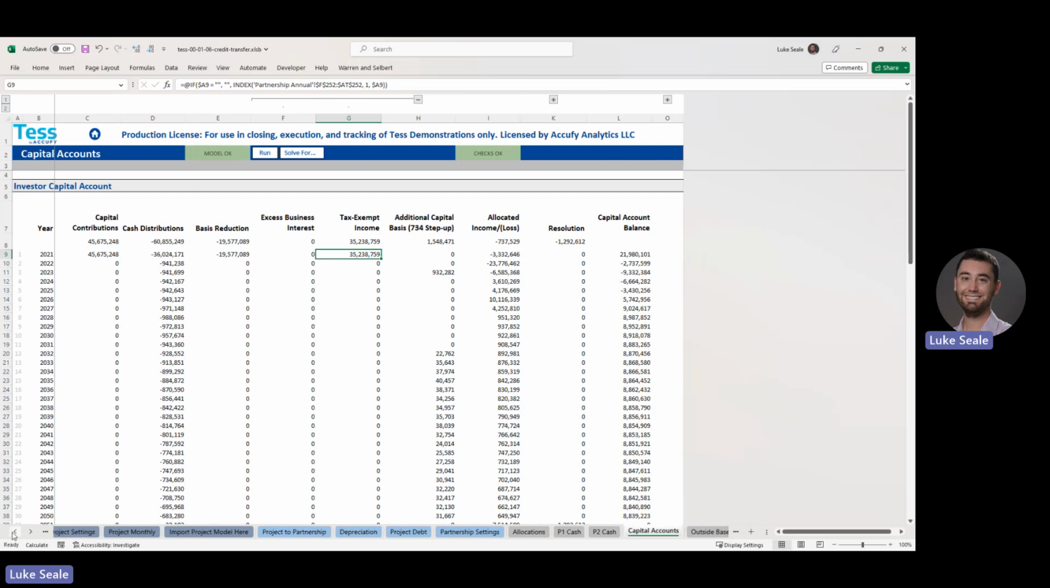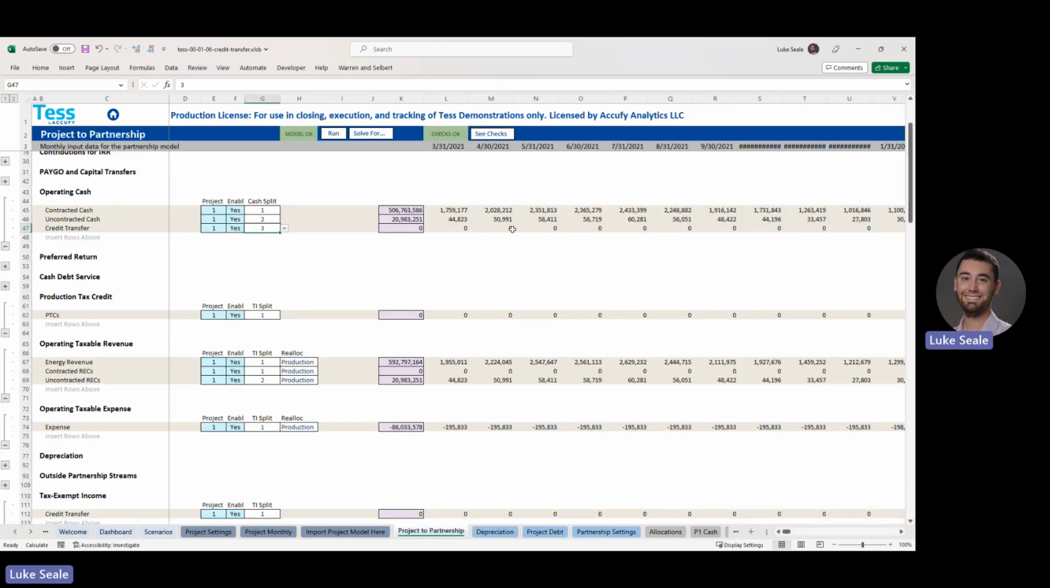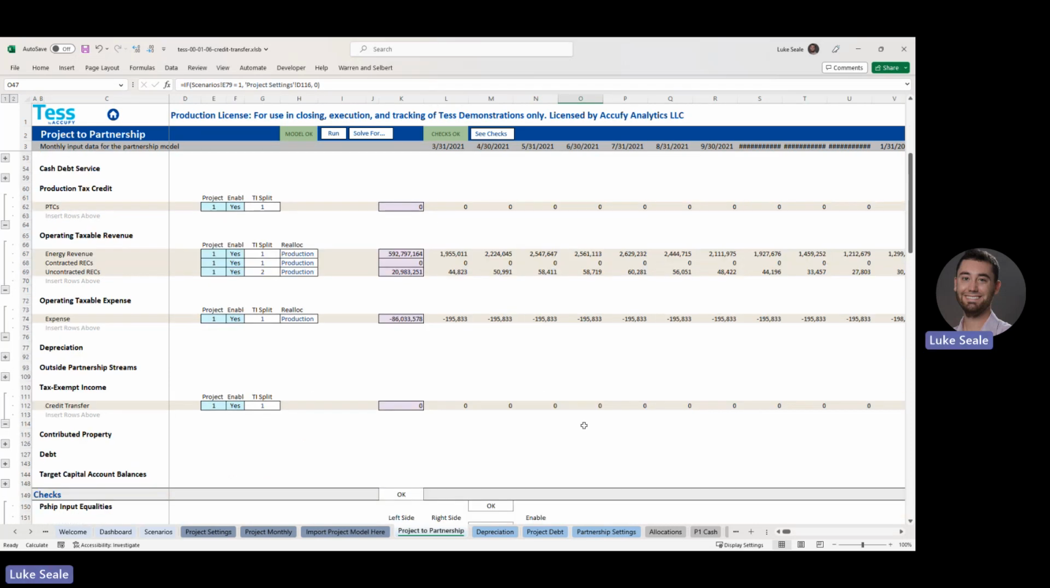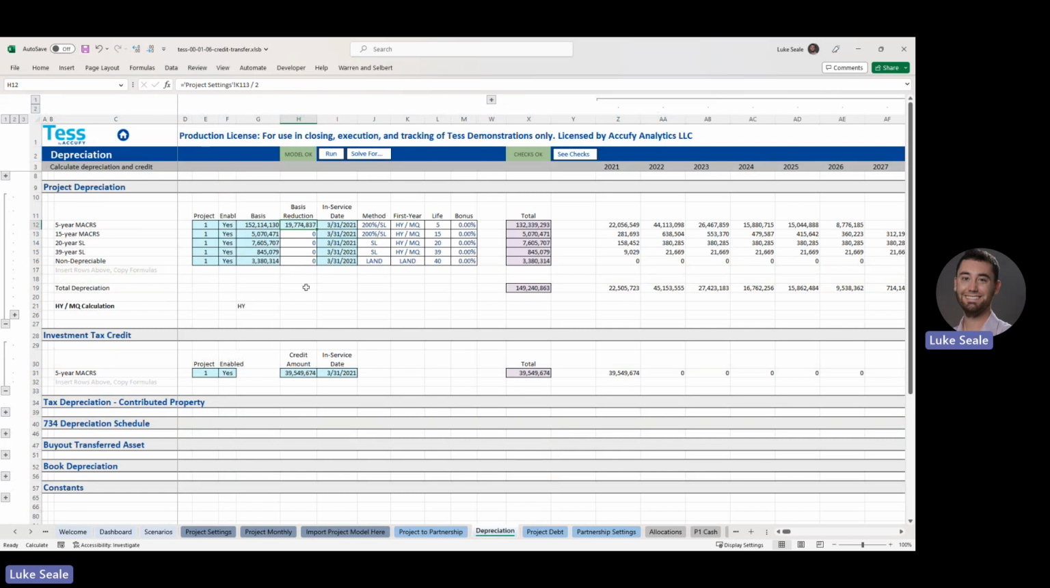Now let's take that flag and turn it off and set it to just recognize the credit from the partnership and see what that looks like. So I set this to no, and then let's see what happens. If we visit, for example, the project to partnership tab, we'll see that this credit transfer row got set to 0. Down here, also set to 0. So that looks the way that it should. And then if we go to the depreciation tab, we'll see that now this holds the credit amount and the amount will flow through as an investment tax credit.